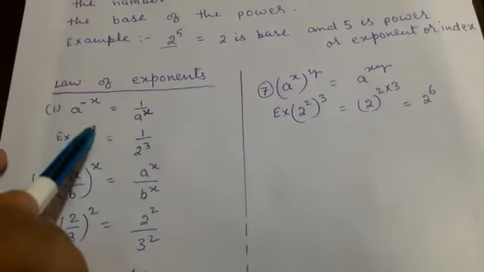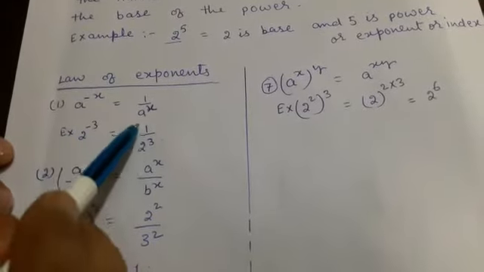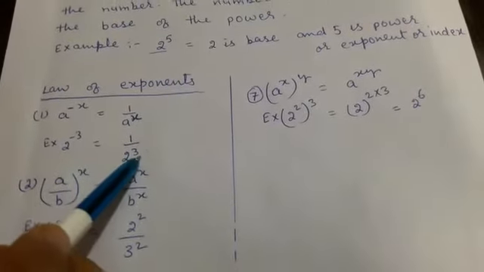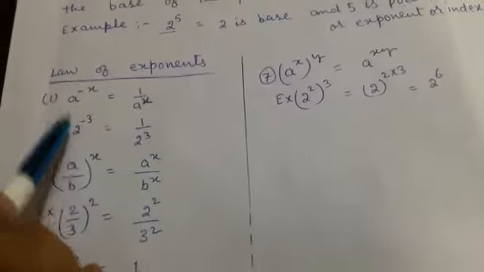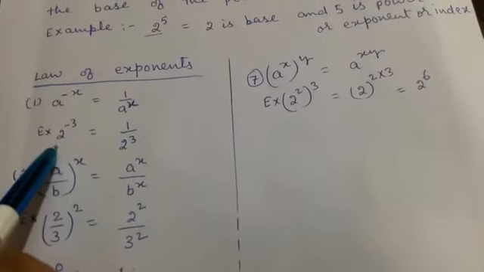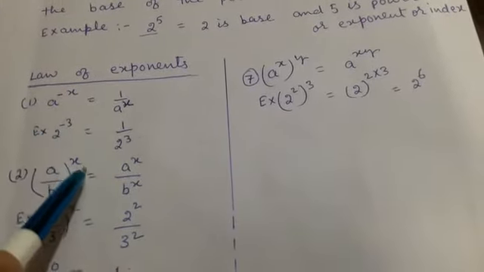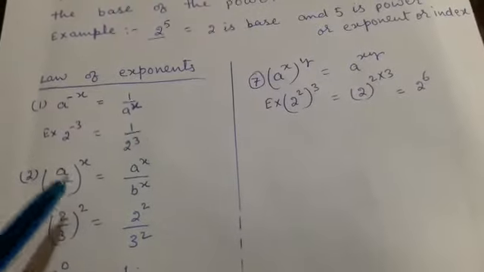For example, 2 power minus 3 is equal to 1 by 2 power 3. This power will become positive and this will be reciprocated. There is no denominator, it means 1 is hidden. 1 will go upside and 2 will come downside and this power will become positive.